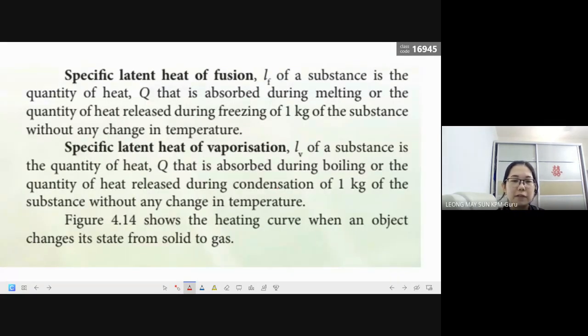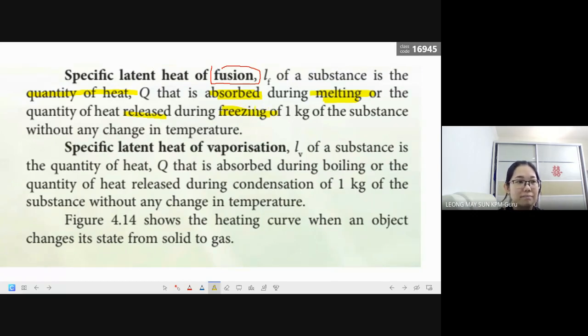There are two types of specific latent heat. One is for fusion, the other is for vaporization. Again, Form 4, this is in your textbook. Form 5, hopefully you have the soft copy of it. Now, specific latent heat of fusion. Fusion is the amount of heat that is absorbed or released during melting, or the quantity of heat that is released during freezing. So you have to be careful what the question asks for.